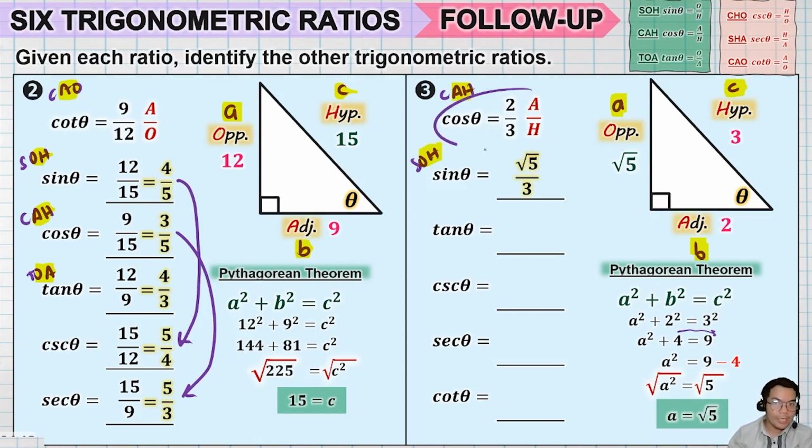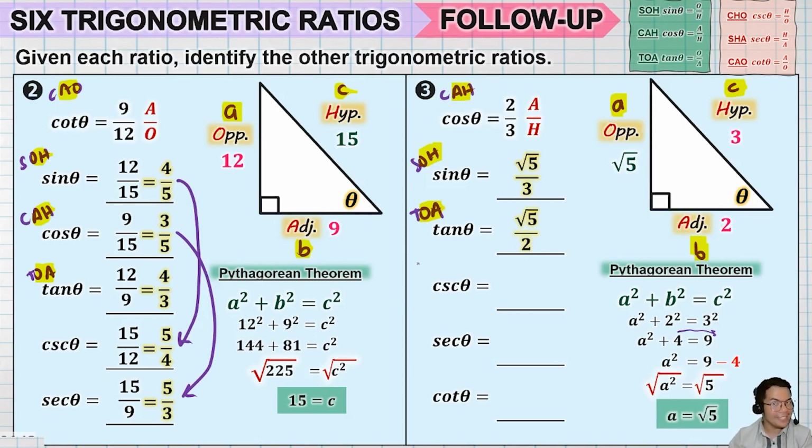Let's proceed to tangent. Hindi na tayo magko-cosine na. Given na yung cosine dito eh. So, diretso tayo sa tangent. TOA. Opposite over adjacent. Square root of 5 over 2. Very good. It's opposite over adjacent side. Square root of 5 over 2. Tama. Let's proceed to cosecant theta.